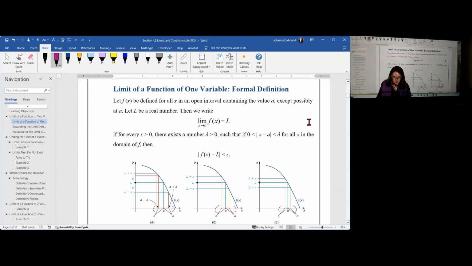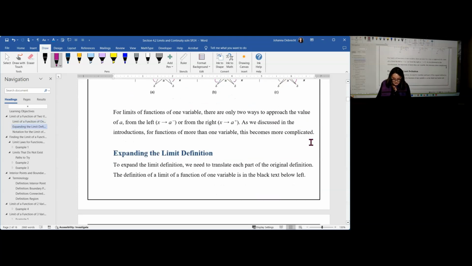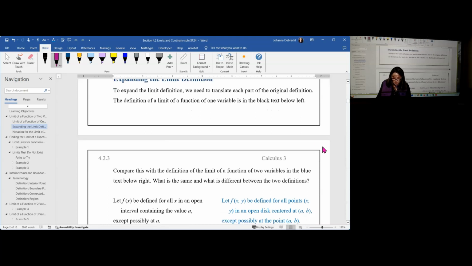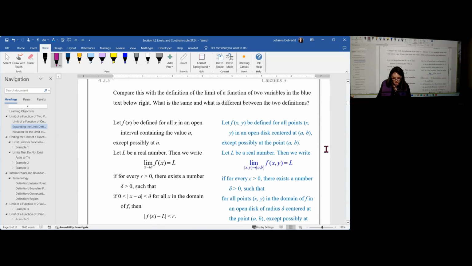Now that we've reviewed what the limit of a function of one variable is, let's expand the limit definition. We're going to take a look at the definitions side by side. When we look at these here, we can see on the left column the definition for a limit of a function of one variable. And in the right column, in the blue font, we see the definition of a function of two independent variables, x, y. Let's see what's different. Let f of x be defined for all x in an open interval containing the value a, except possibly at a.